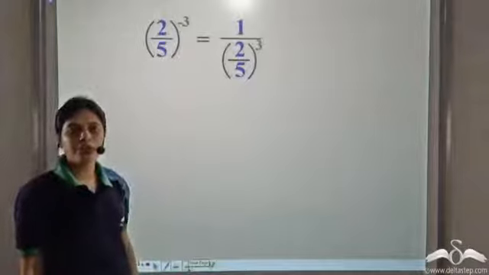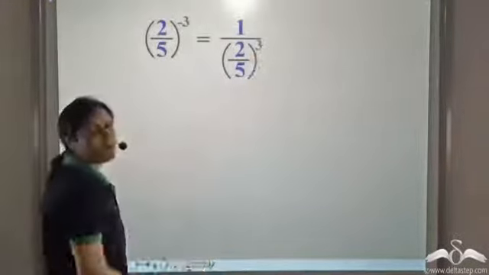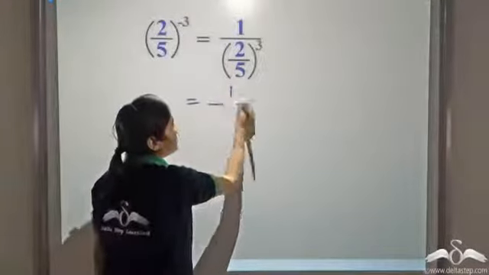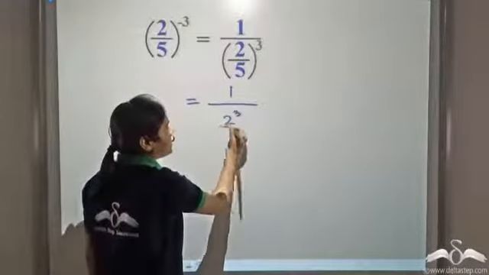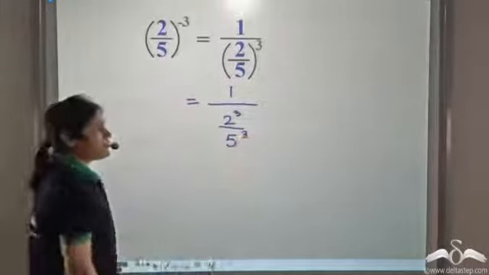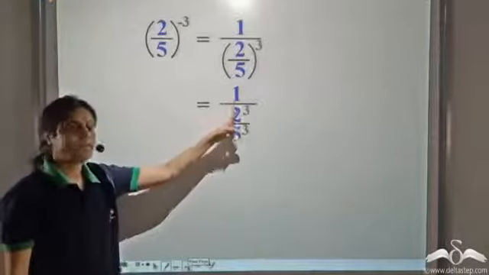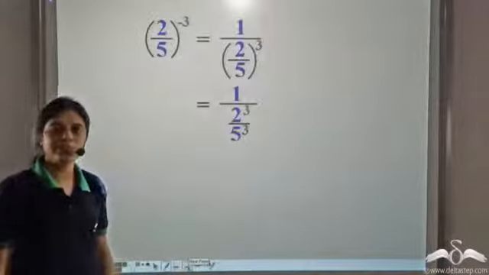Now apply the law which we have learnt. This is (a/b) to the power 3. So I can write this as 1 divided by 2 to the power 3 divided by 5 to the power 3. We can write it in this manner: 1/2^3 divided by 5^3.